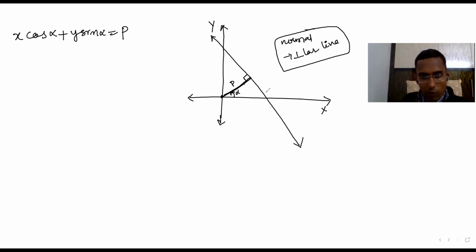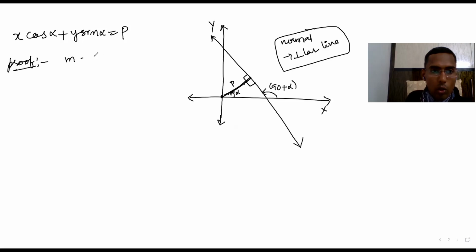See, I have this alpha, which means I have the slope. Yes or no? Because this is 90 degrees, and the sum of two interior angles equals the opposite exterior angle, so this is 90 plus alpha. This is the inclination of the line. So m equals tan of 90 plus alpha, and again a formula is there.